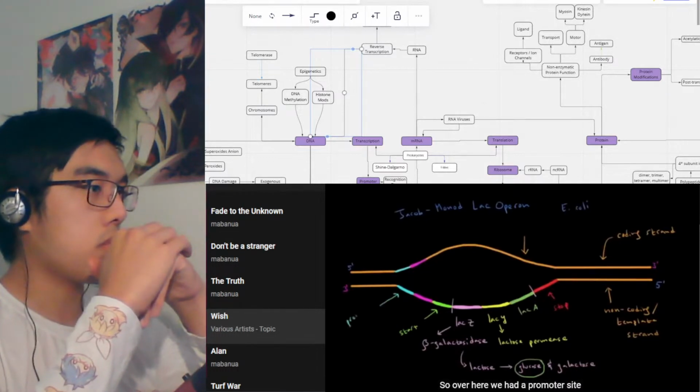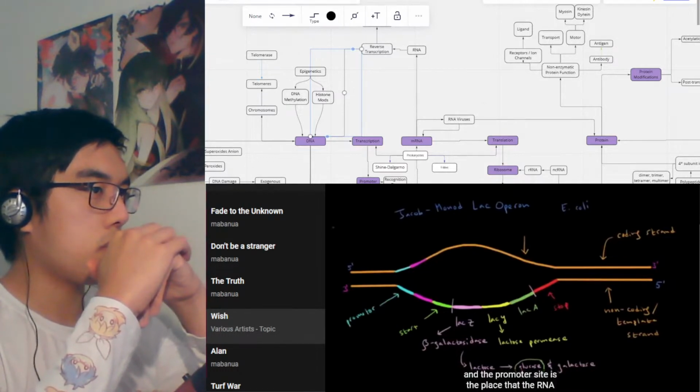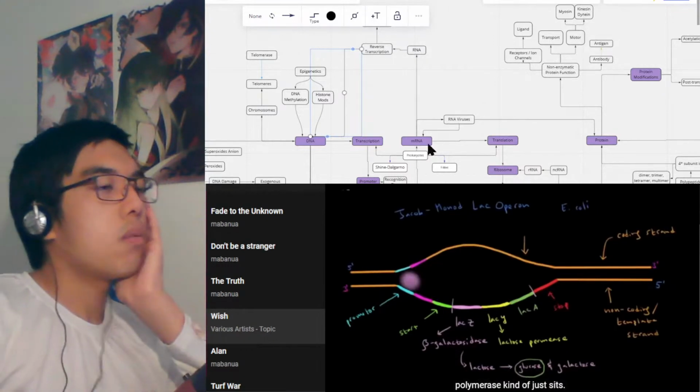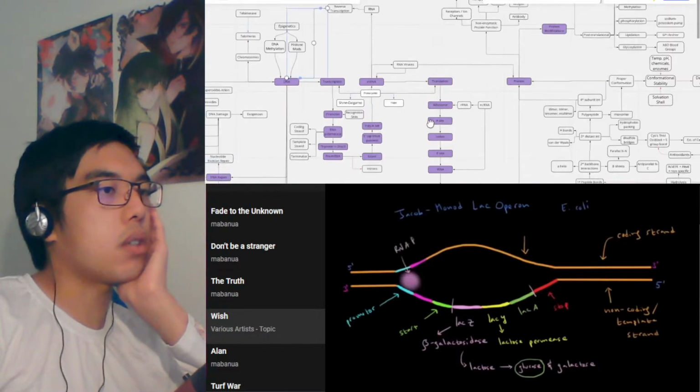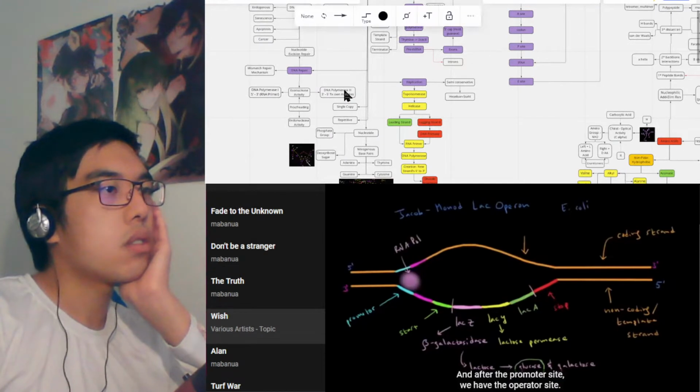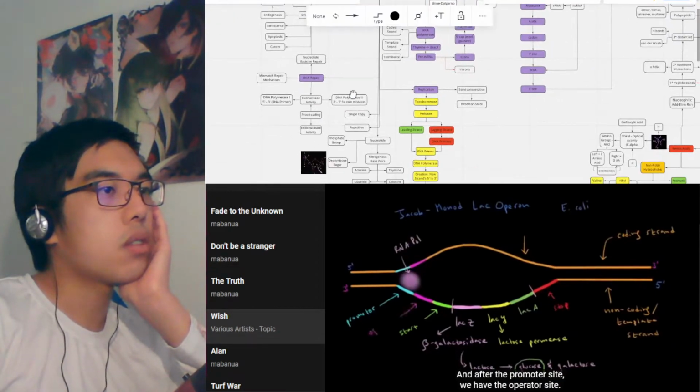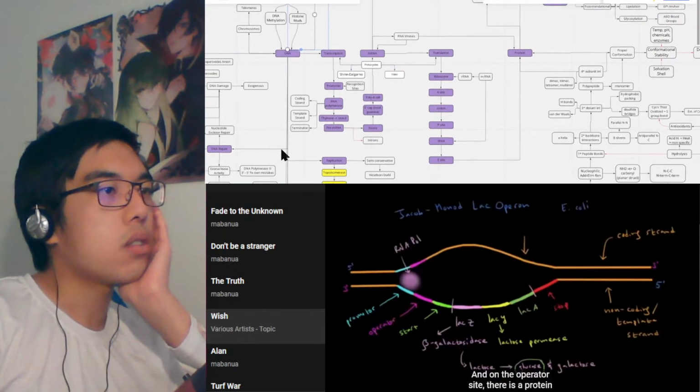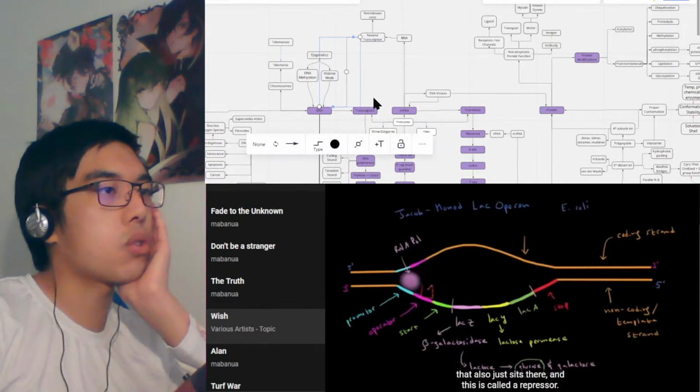So over here we have a promoter site. And the promoter site is the place that the RNA polymerase kind of just sits. So let's label our RNA polymerase. That's the enzyme that puts together RNA. So it just sits there. And after the promoter site, we have the operator site. And on the operator site, there's a protein that just sits there, and this is called a repressor.